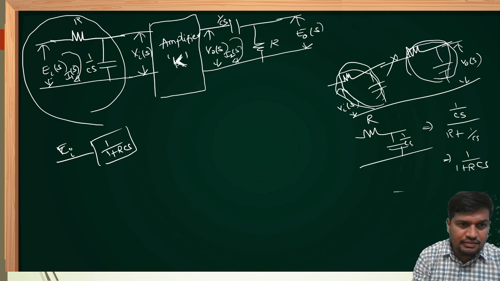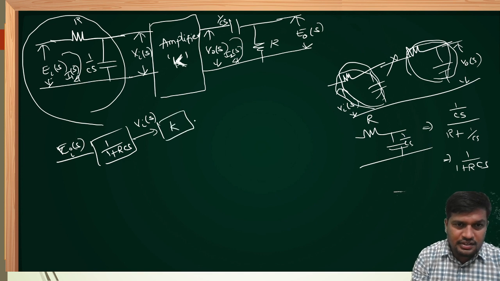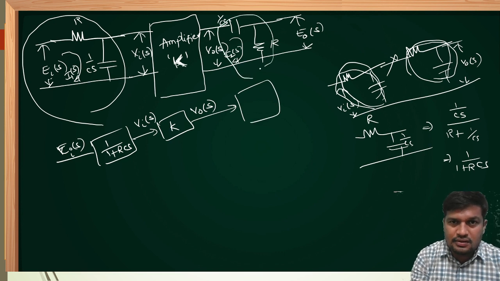Now, for this, the transfer function is 1 upon 1 plus RCs. Input is Ei of S. After this, the input to the amplifier is Vi of S. The gain of the amplifier is K and the output of the amplifier is V naught of S. Once again, it is also an RC circuit. The transfer function of this block is 1 upon 1 plus RCs and the output voltage is E naught of S.